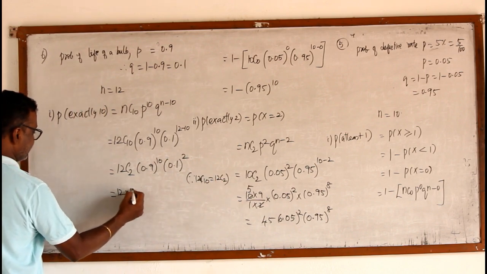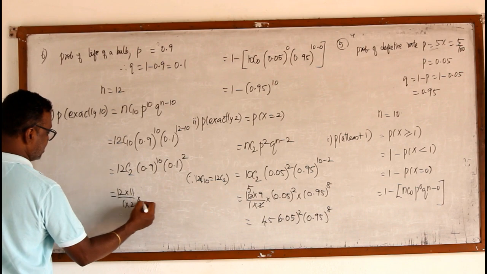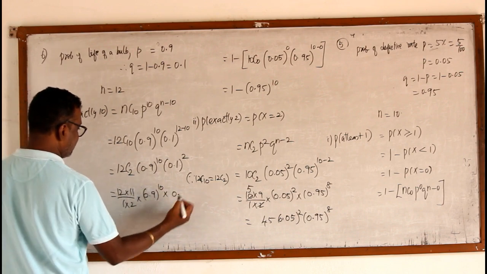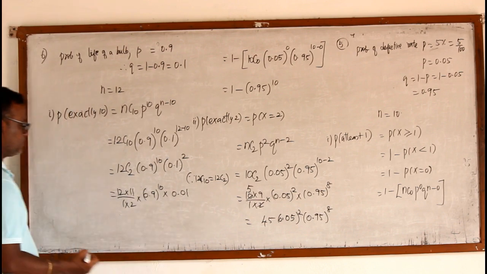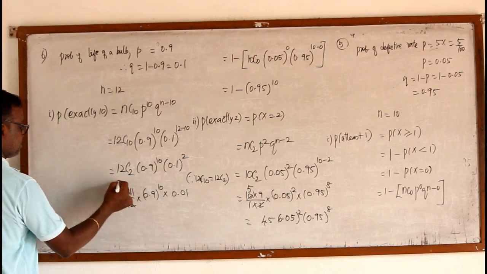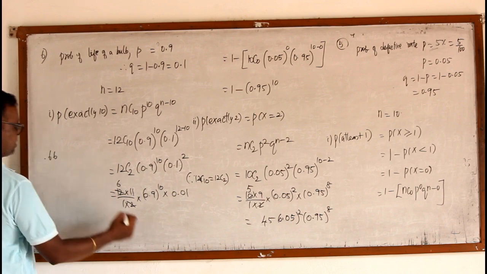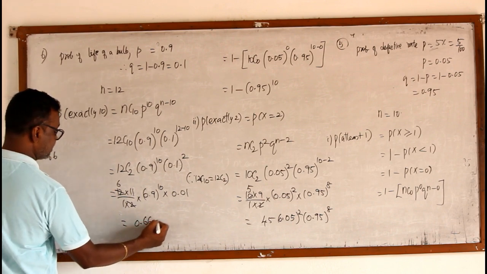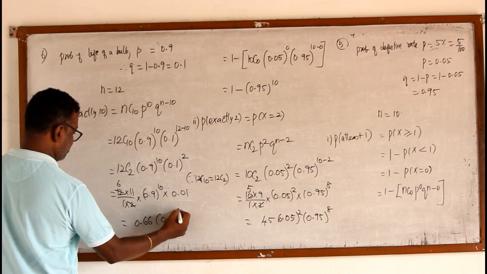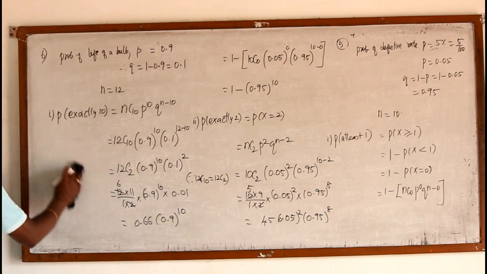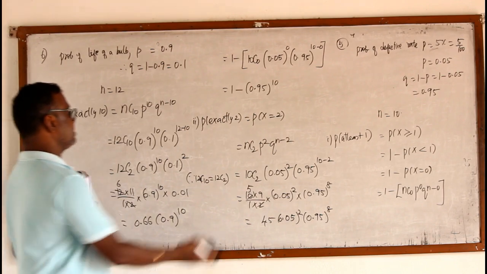12C2 is 12 into 11 by 1 into 2, into 0.9 whole power 10, into 0.1 whole power 2, which is 0.01. 2 and 12, 6; 6 into 11 is 66. 66 into 0.01 is 0.66. So it is 0.66 into 0.9 whole power 10. They left it here itself, but we shall try to find out this.